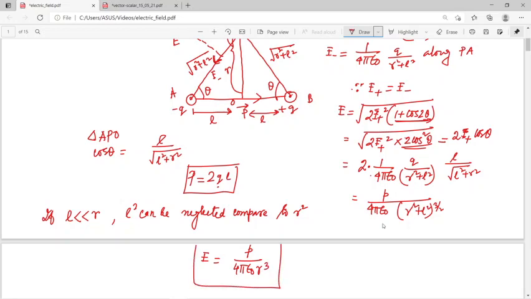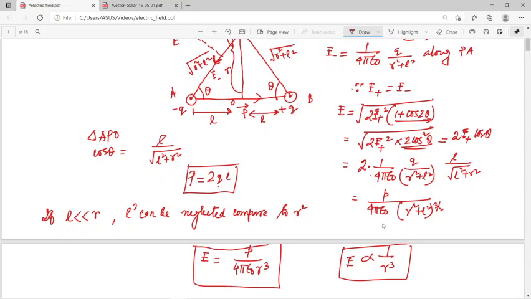So you should remember that when we are finding the electric field at broadside positions, the electric field is E equals p by 4 pi epsilon naught r cube. From that we can find that the electric field is proportional to 1 by r cube.